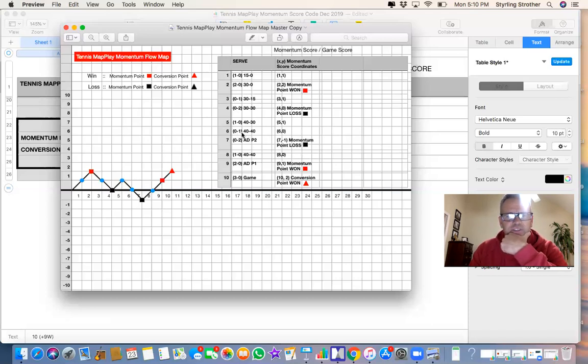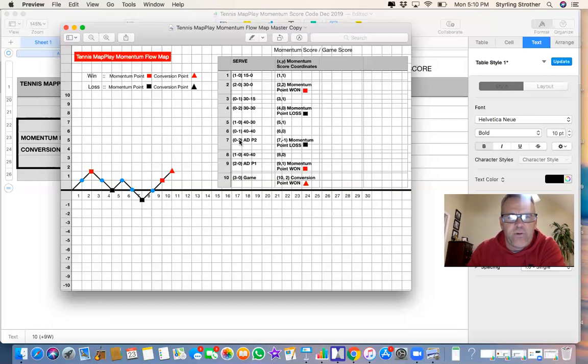Next point is lost. 0-1 deuce is the score, momentum and game score, and the coordinates are 6 and 0. So it goes from 5-1 to 6-0. So you can see nothing has been won. It went from 0 to 1 and 1 to 0. So it's toggling back and forth. So there's not 2 points being won in a row.